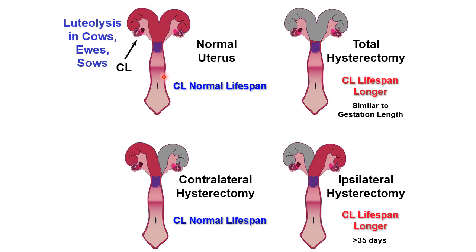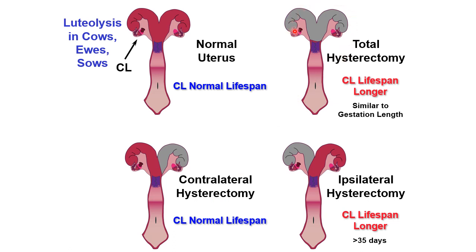So in the intact uterus, the CL lifespan is the same as in the normal cycle. So it is about 15 to 17 days. If we are going to remove the uterus on the opposite side, the contralateral side as shown in the diagram, a normal lifespan of the CL will also be obtained. So that is about 15 to 17 days lifespan.